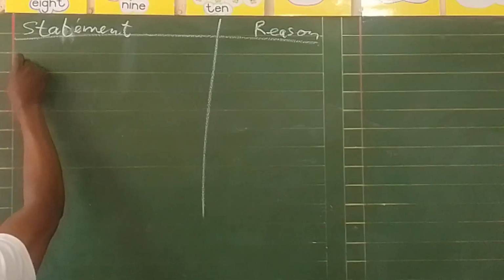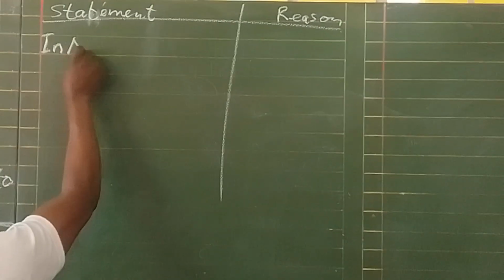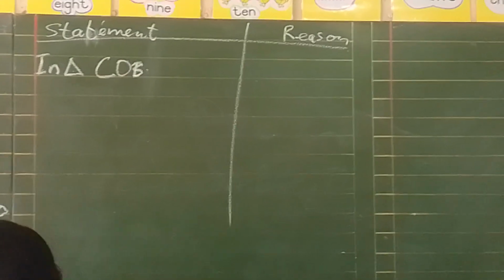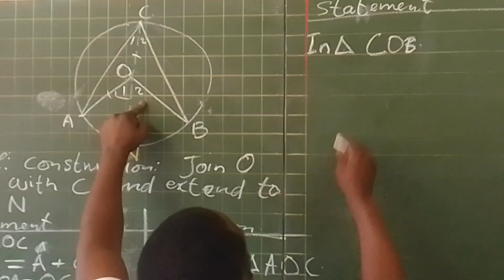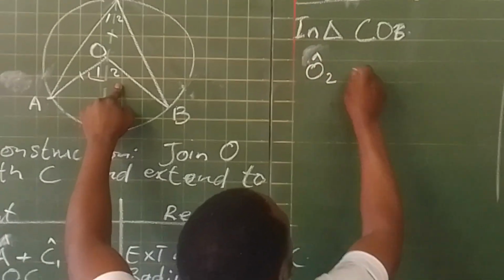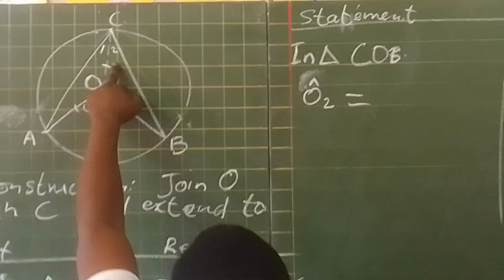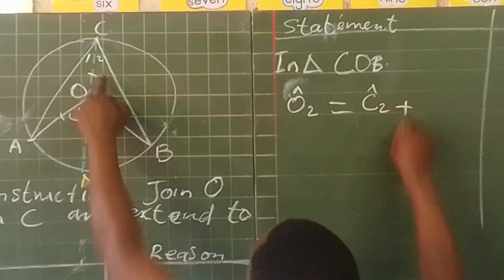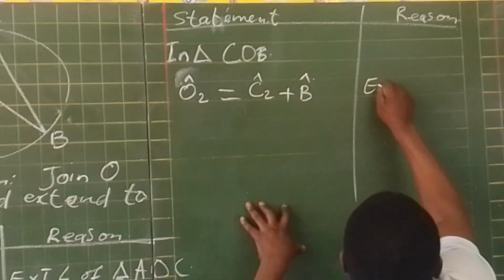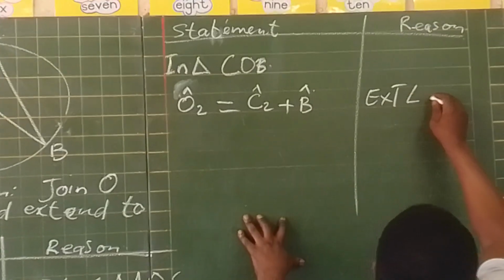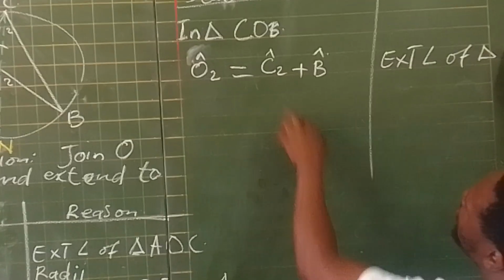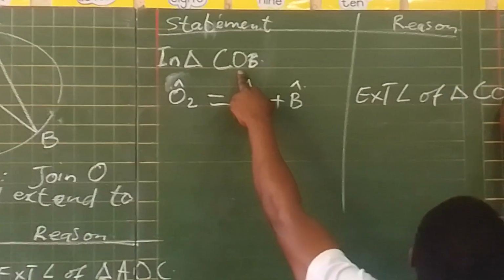Then we tell the marker that we are talking about triangle COB. In triangle COB, O2 is equal to C2 plus B. The reason being exterior angle of triangle COB.